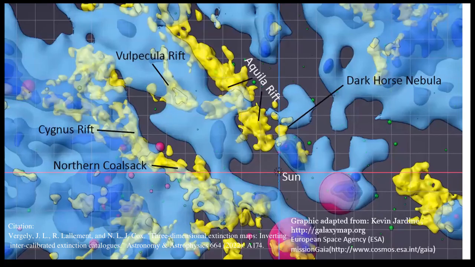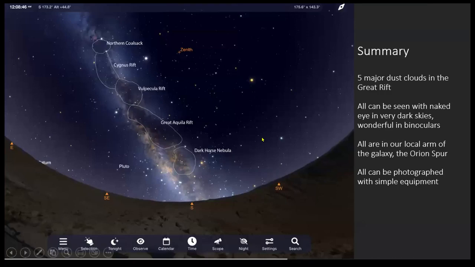So anyway, in summary, we talked about 5 major dust clouds in the Great Rift. All can be seen with the naked eye in dark skies. They're really wonderful to see in binoculars. All are on a local arm of the galaxy, the Orion spur, and all can be photographed with simple equipment.